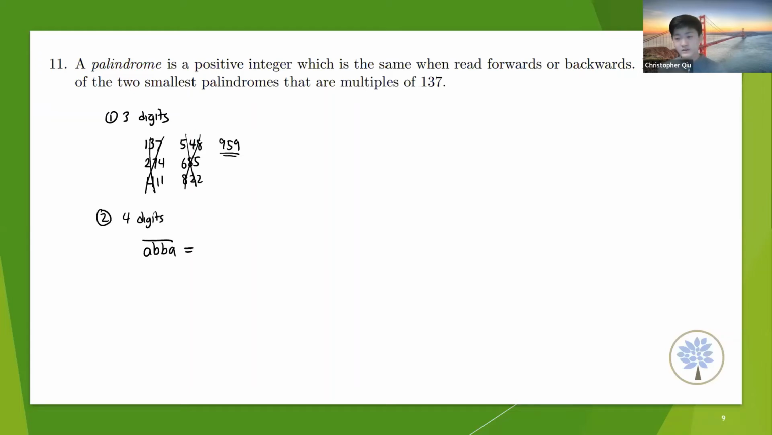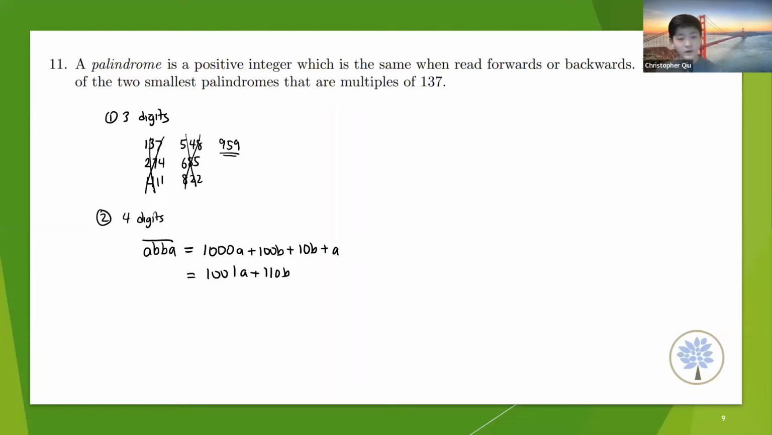We want to find A and B such that this number ABBA is a multiple of 137. So one thing we might think of is, what if we can factor this? Is there any way we can factor this? Let's write it out. So we have 1000A plus 100B plus 10B plus A. So 1001A plus 110B.